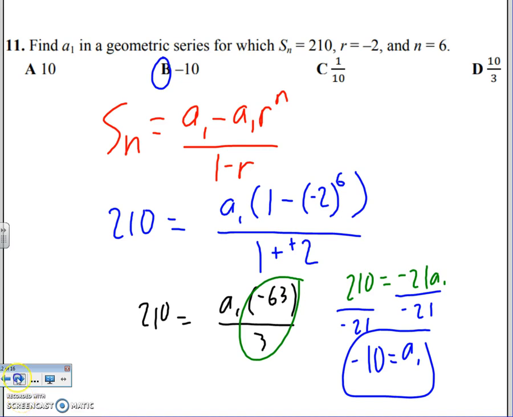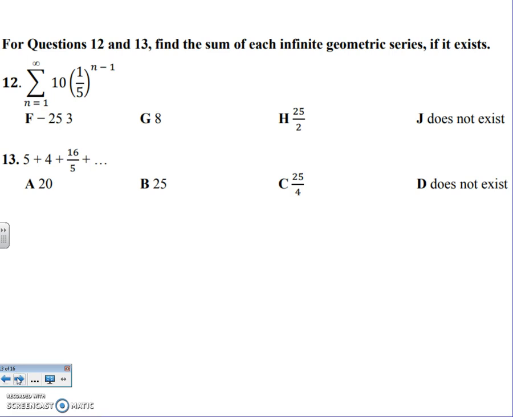We're now on problem number 12. For 12 and 13, find the sum of each infinite geometric series if it exists. Remember, for infinite geometric series, we have to see if R is greater than 1 or less than 1, to see if it's convergent or divergent. For number 12, R is 1/5, and that is less than 1. That is convergent. We can find a sum.